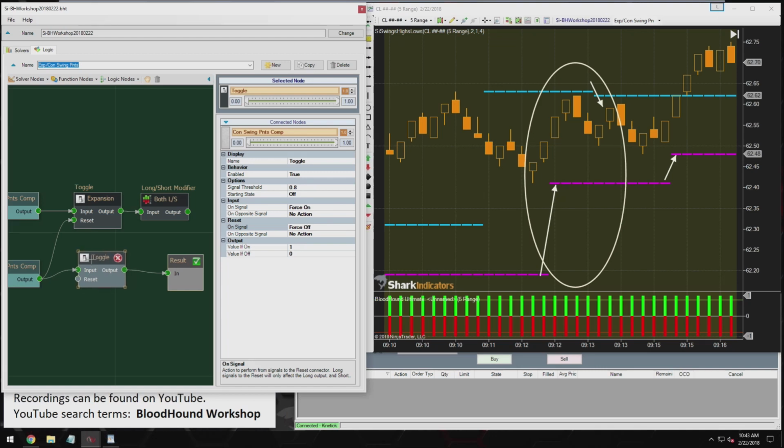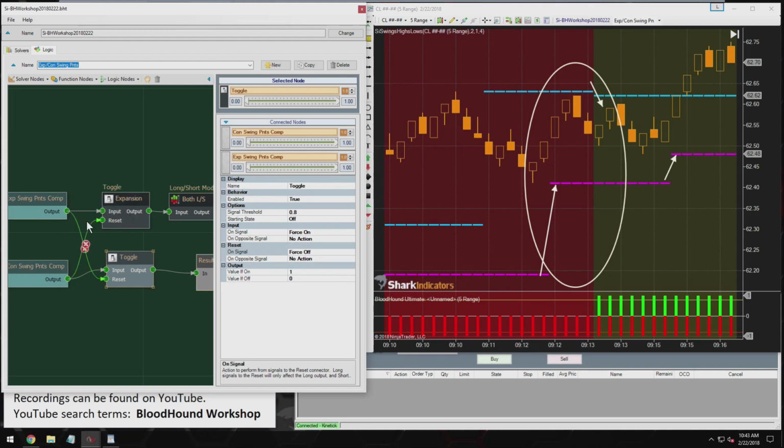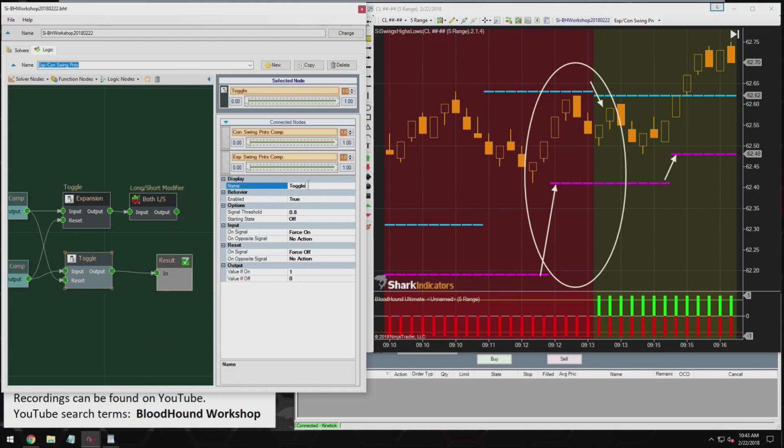And one more thing to do, we need to take this upper solver and connect it into the reset down here. Yeah, so you see how the toggle nodes are kind of duplicated in their connections and in their settings. And let's name this toggle node. There we go. Do contraction.